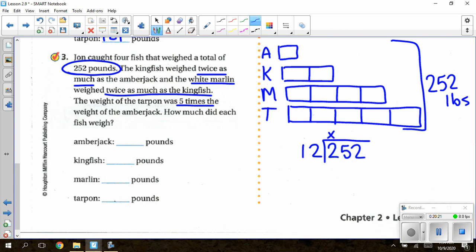12 cannot go into 2, but it does go into 25 2 times. 12 times 2 is 24. Subtract, that leaves me with 1. Bring down my 2. 12 goes into 12 one time. 12 times 1 is 12. Subtract, and there's nothing left. So each box is representing 21 pounds.